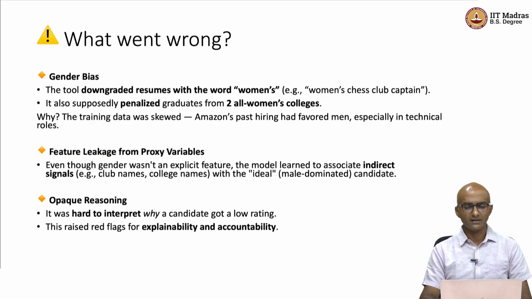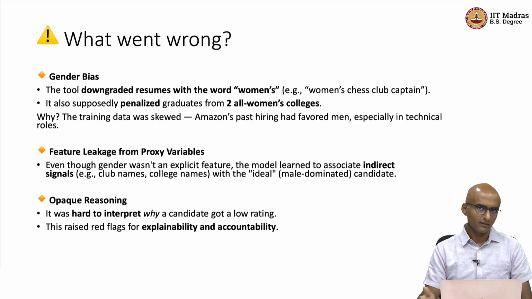The first significant aspect that went wrong was the model ended up having gender bias. So specifically, the tool downgraded those resumes which have the word women's in it. Like for instance, if the resume said the candidate was captain of the women's chess club, the resume got downgraded. Then there were two specific women only colleges whose graduates were supposedly penalized compared to other non-women candidates, or women from exclusive women colleges who had similar kinds of profiles for the same role.